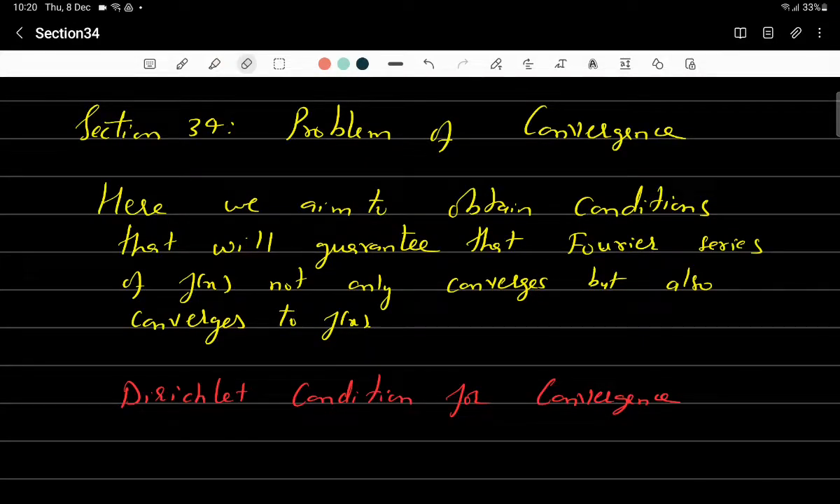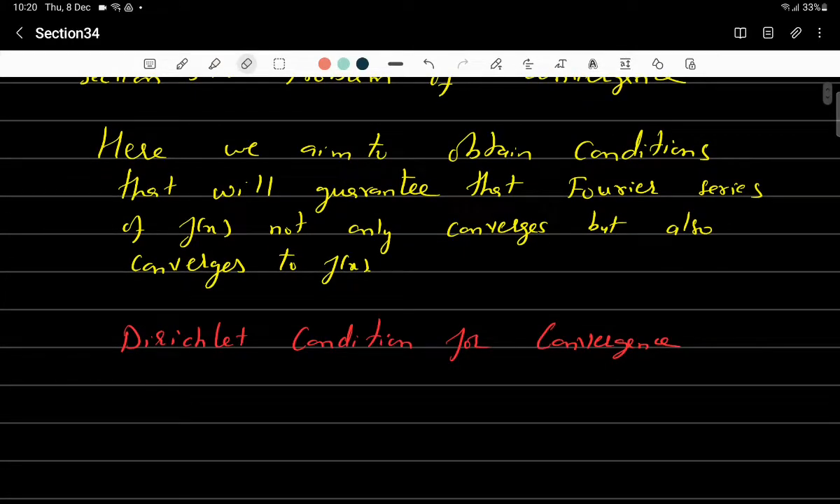Good morning everyone. So in the last class we have talked about Fourier coefficient and Fourier series. In today's class we will discuss the convergence of the Fourier series. It means that you will see the condition under which the Fourier series for the given function f of x not only converges but it converges to f of x. So for this we will discuss the Dirichlet condition for the convergence.